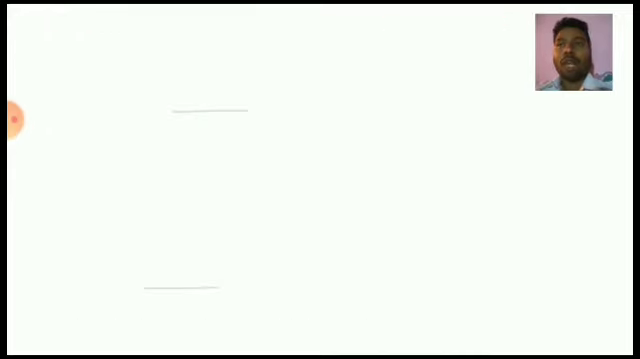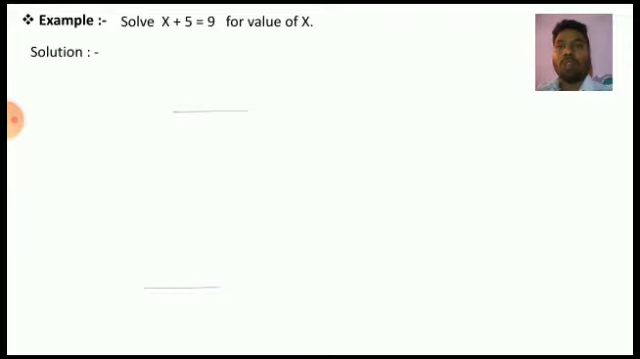Now we solve an example. Solve x plus 5 is equal to 9 for the value of x. How do we find the value of x? Solution: on subtracting 5 from both the sides, we get the value of x. So we have to subtract the 5 from both the sides.